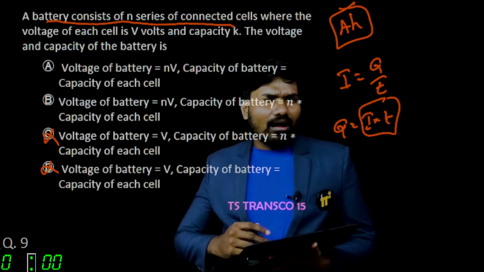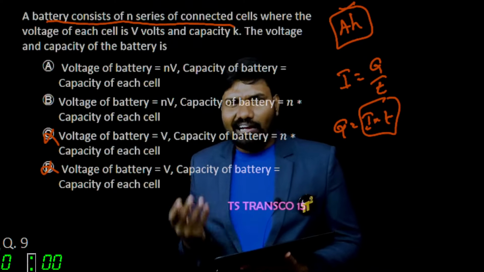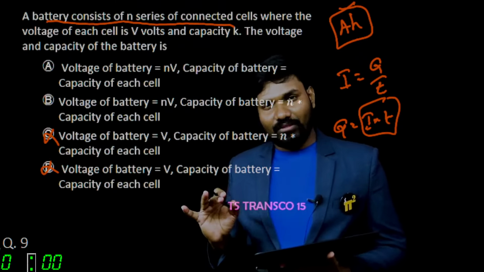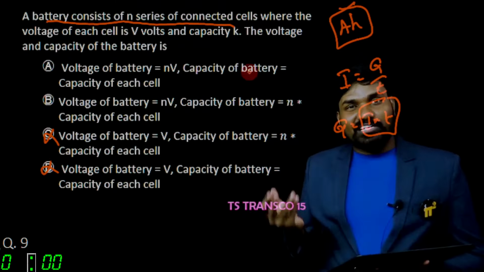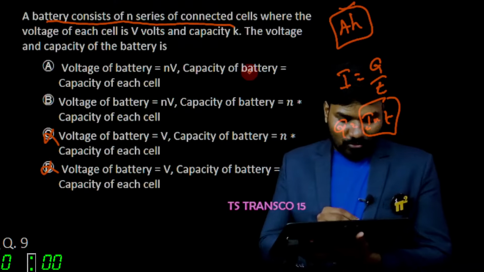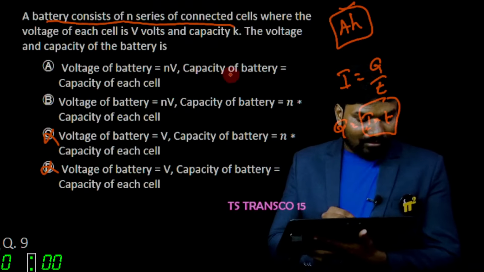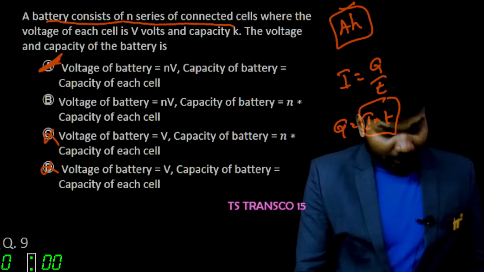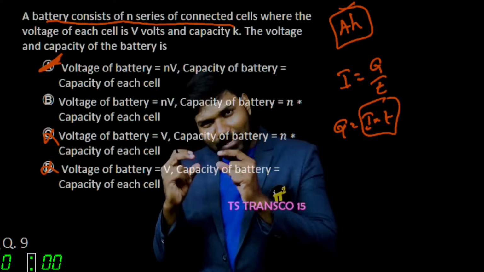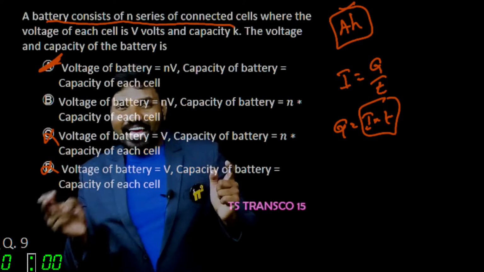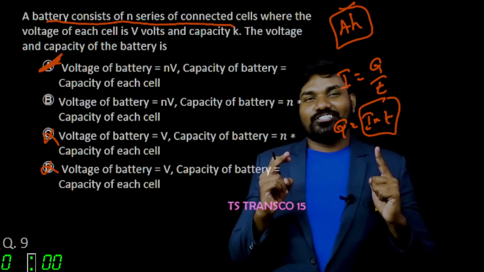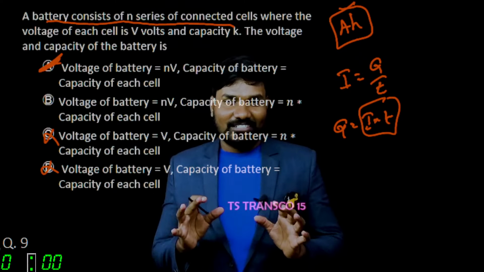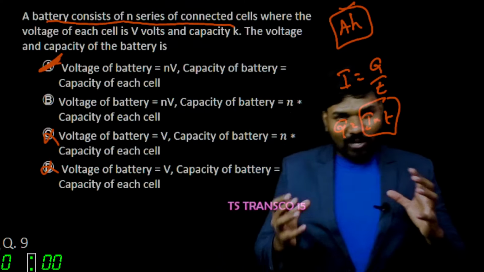Capacity. Is there any change in the current? No change in the current. Current is the same. Time, the hour, is fixed, right? So ampere hour is not going to change. If you connect the same batteries in parallel, then ampere hour will change. Voltage will not change. So you can connect both in a series-parallel combination.